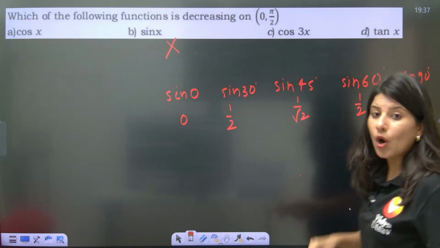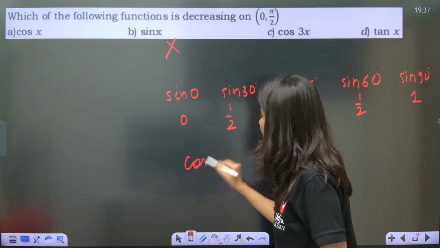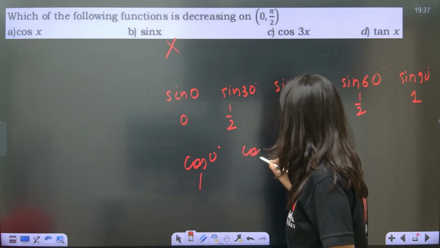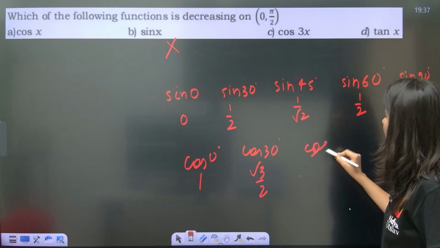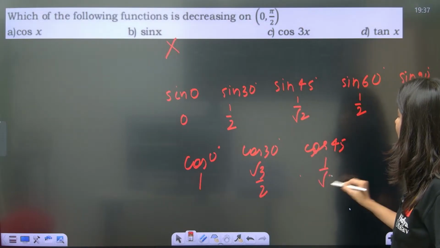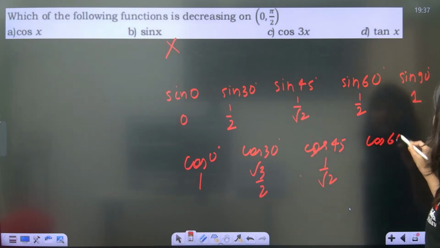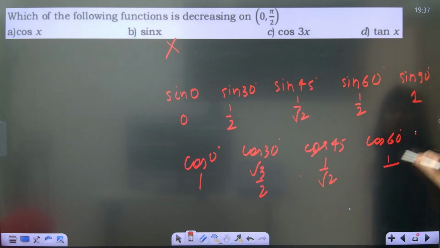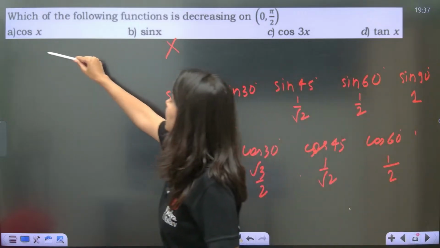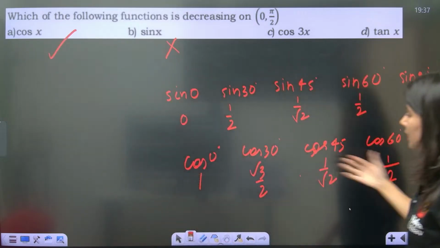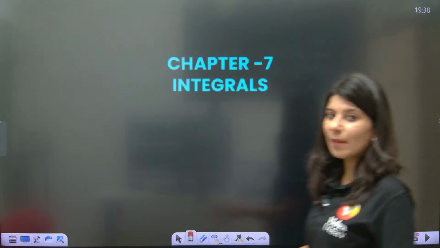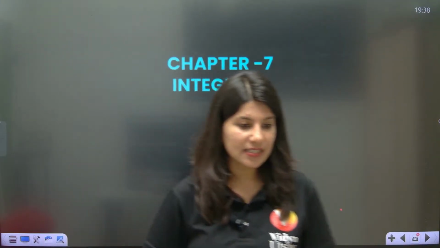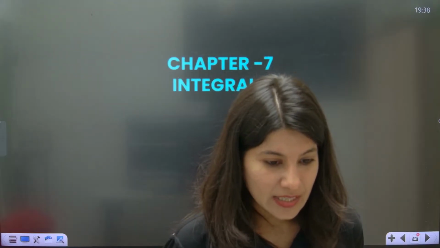But cos value, if you know, cos 0 degree is 1. Cos 30 degree is root 3 by 2. Cos 45 degree, can you see values are gradually decreasing? Cos 60 is half and then eventually 0. So clearly decreasing is cos x in first quadrant. So very basic question. Chapter 6 done and dusted. Rest 6 are there.